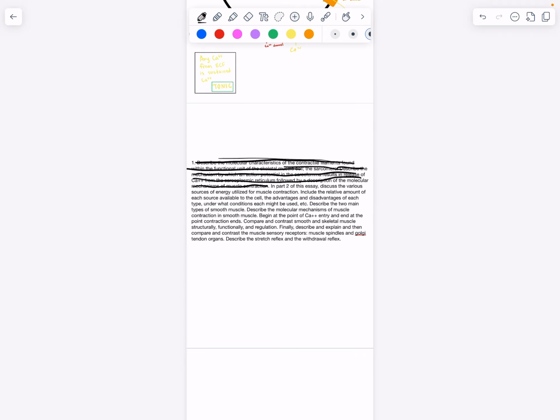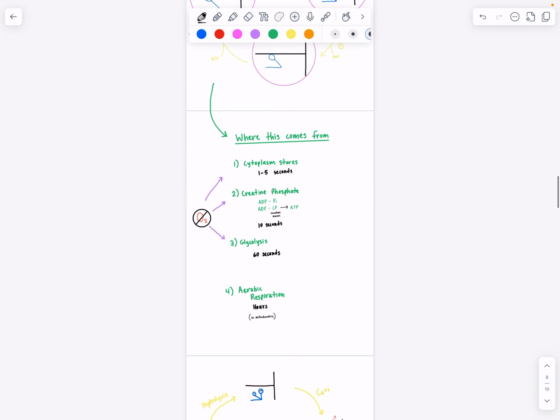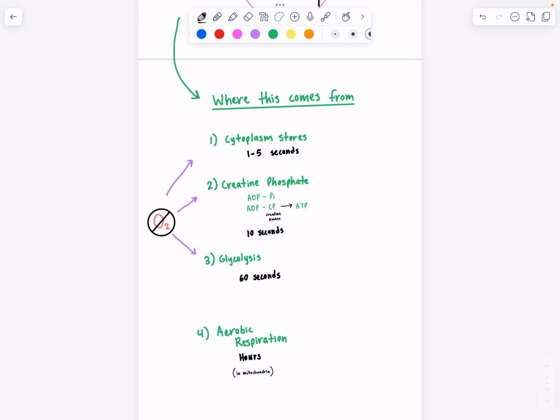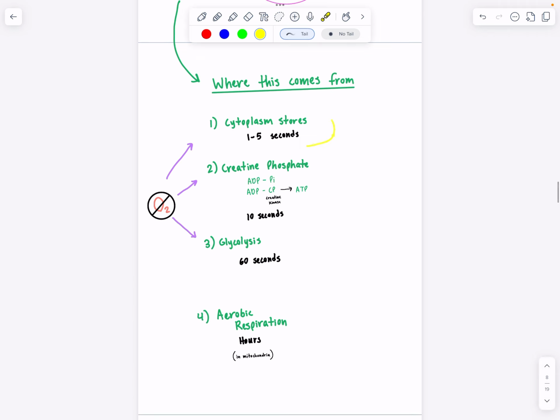Okay, so energy sources for muscle contraction. Energy sources come from a few different places. We have aerobic and anaerobic places where they come from. Anaerobic, which means it doesn't use oxygen, is like the cytoplasm. So we have cytoplasm stores of ATP, that's the energy we need. ATP can come from cytoplasm, it can come from creatine phosphate, or glycolysis, if we're talking about anaerobic stuff.